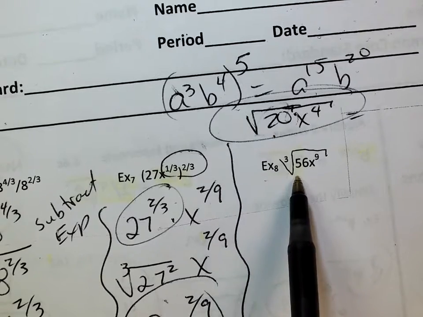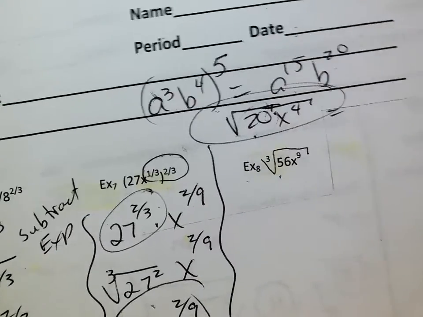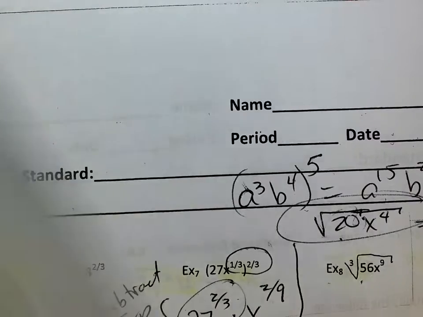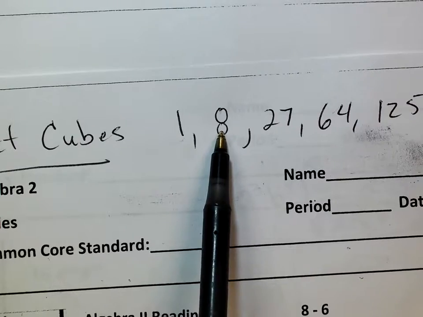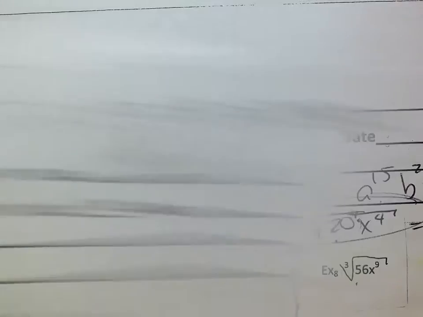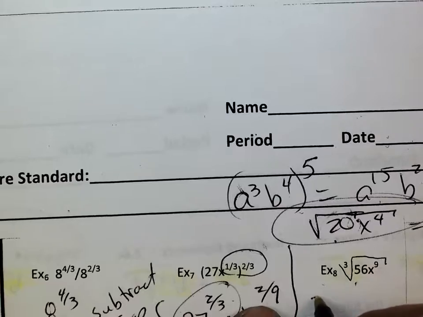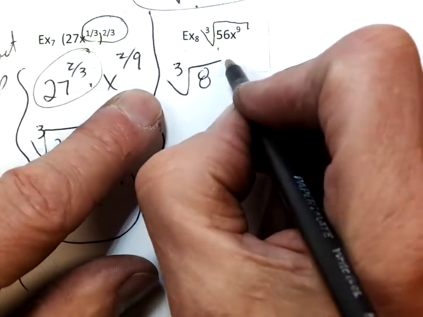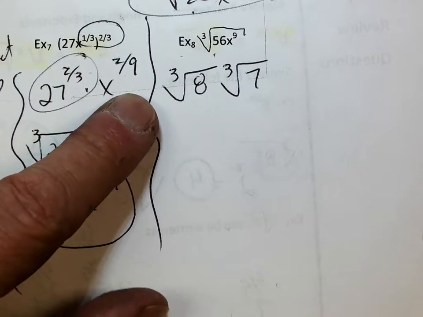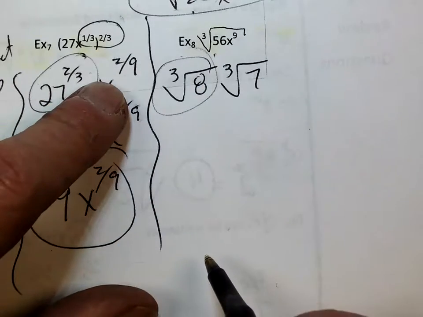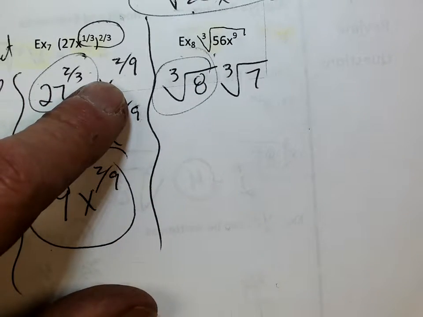So what about 56? 8. Yes. There it is. Perfect cube. 8 times 7 makes 56. And I like the 8 because it's a perfect cube. Nice job, Arthur. So let's rewrite this as the cube root of 8 times the cube root of 7, right? That makes 56, doesn't it? But that's a perfect cube. That's going to be 2. I'll come back to it, but that becomes 2.